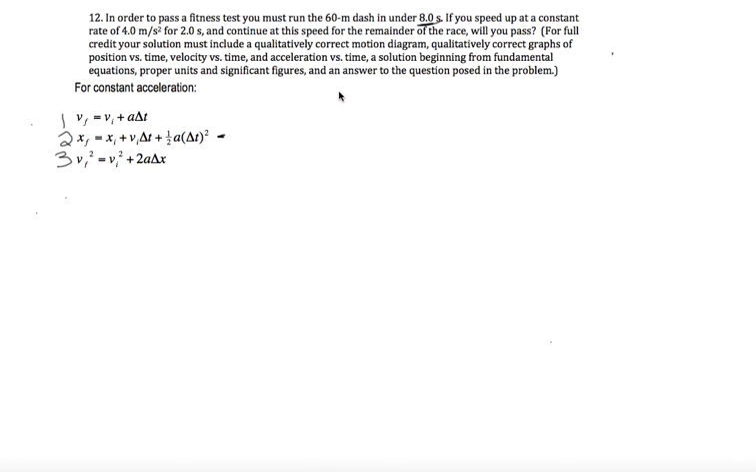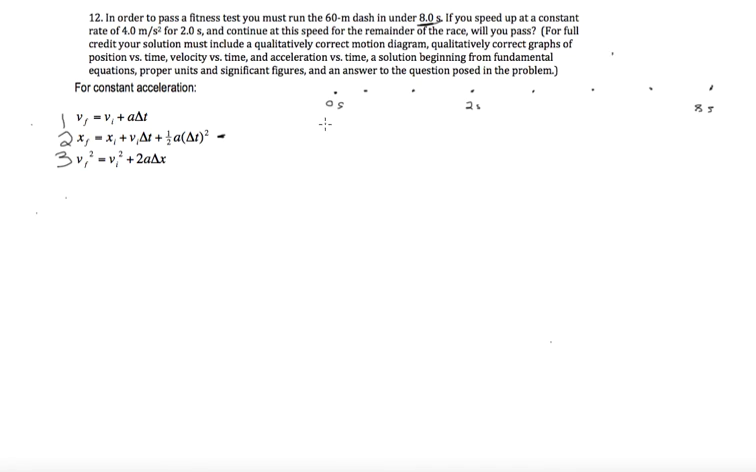So there's two parts of the motion. We're going to start out by drawing this motion diagram. For the first 2 seconds, the dots are going to be getting farther apart. We'll label that there, 2 seconds. And then the dots are going to be evenly spaced for the remaining 6 seconds. So we'll go 8 seconds.